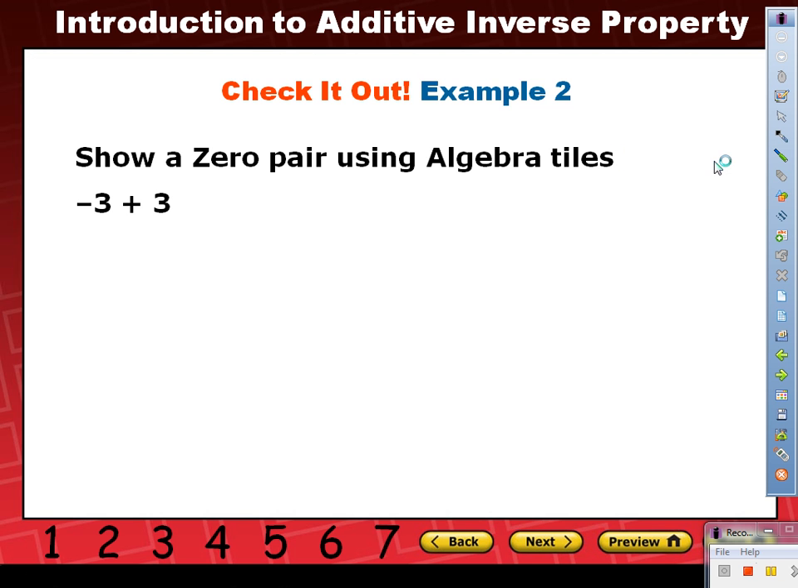If it doesn't fit, once again, you may continue in the back. Here we go. So example number 3. Copy this one. Show a zero pair using algebra tiles, -10 plus 10. Copy that. Show me with your tiles. Draw your picture on your paper. Cross it out. And draw your ground zero method.